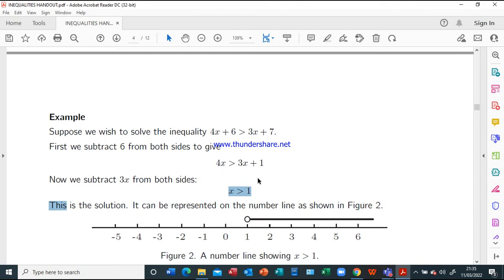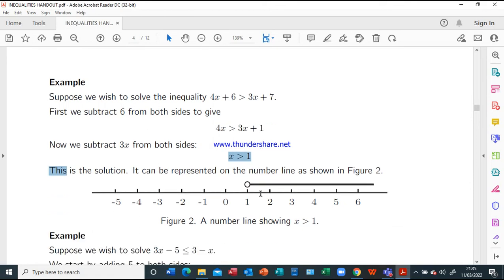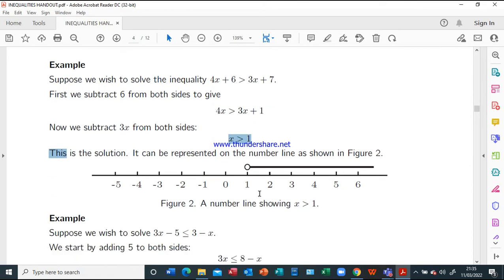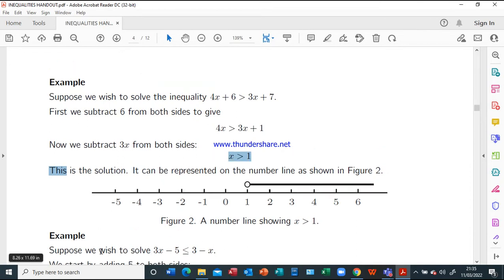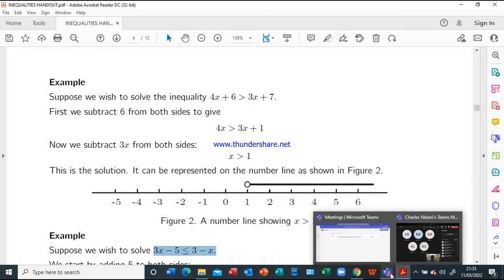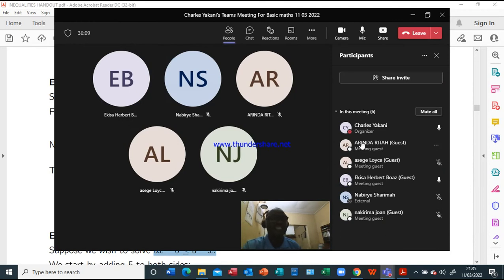Yes. Okay, now the next number is for you to try. Number 3, which I've highlighted. Solve 3x minus 5 is less than or equal to 3 minus x. Can you do that now? Attempt that somewhere and you tell me the answers.